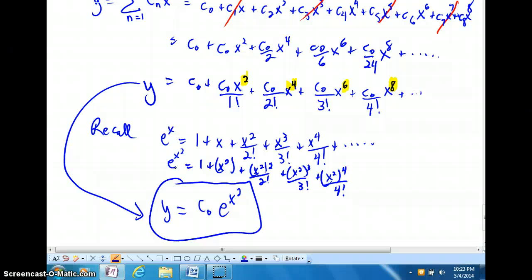But I do want to point out that there are many, many more challenging problems where you're going to have to resort to series to be able to solve them. Lots of work here, lots of things that we need to get used to, mostly about re-indexing and just working through that generation of our coefficients.